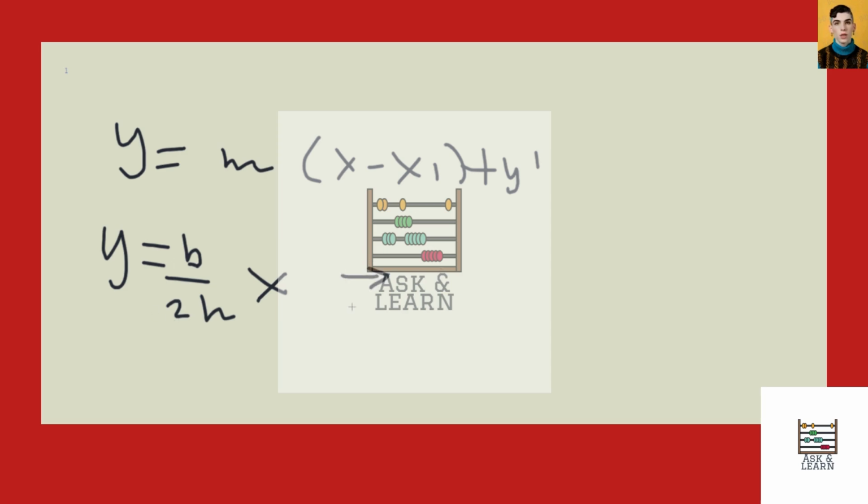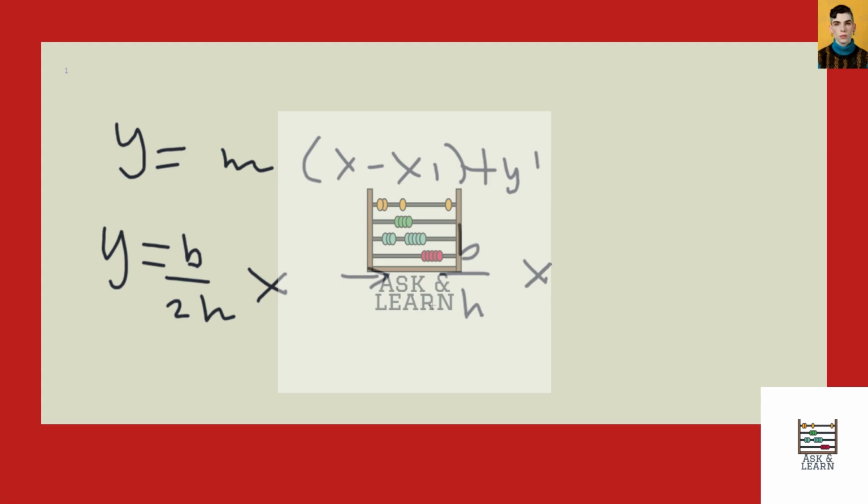So if we double this, we know the 2 just cancels. That's the only thing that really changes. So now we have b over h times x. Again, no 2 because we're doubling it, which means the 2 cancels. Okay, now that we have this, we know that we have to multiply the first s by the second s.